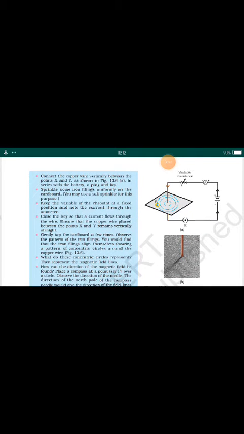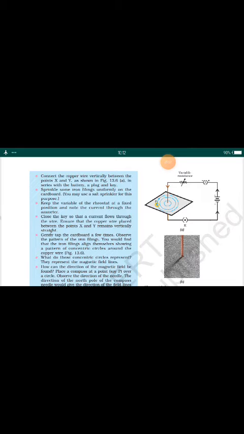Connect the copper wire vertically between the points X and Y as shown in figure 13.6a in series with the battery, a plug and key. Sprinkle some iron filings uniformly on the cardboard. You may use a salt sprinkler for this purpose. आप salt भी डाल सकते हो.